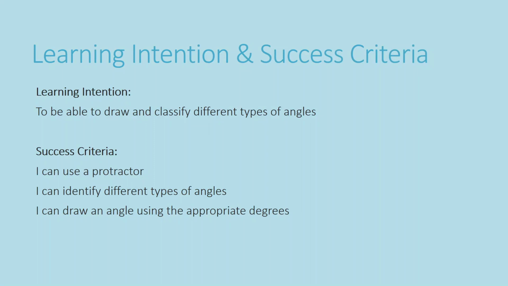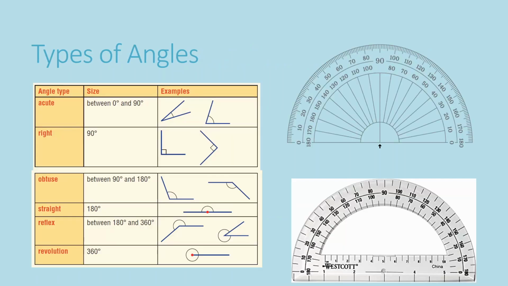Today's learning intention is that you are able to draw and classify different types of angles. And today's success criteria is hopefully you can use a protractor. You can identify the different types of angles, which we will go through. And you can draw an angle using the appropriate degrees, as well as including the appropriate measurement to indicate the degree, which is the little circle. So let's get right into it.